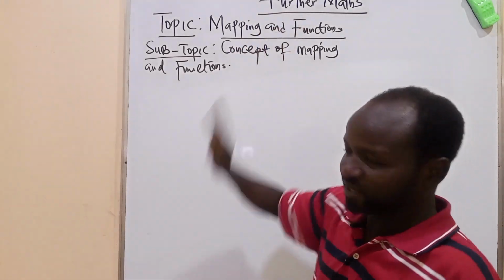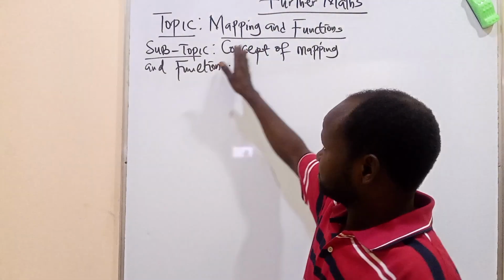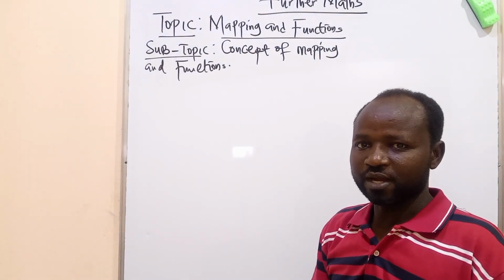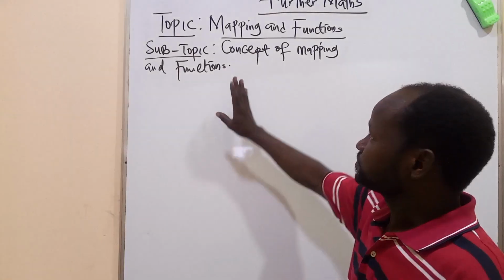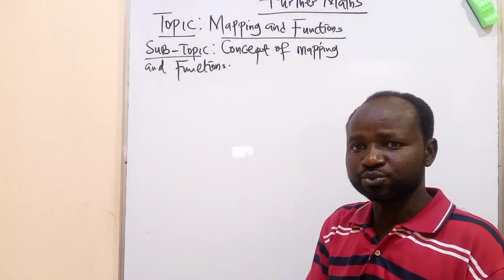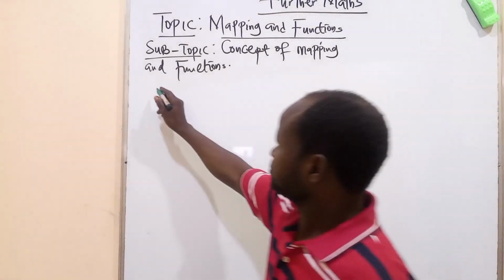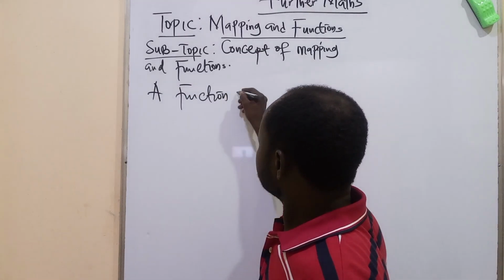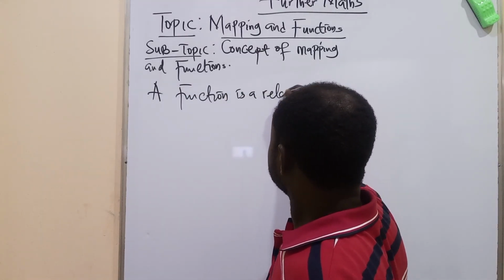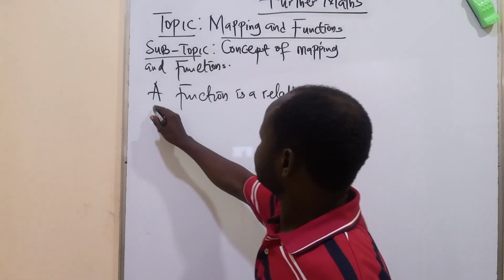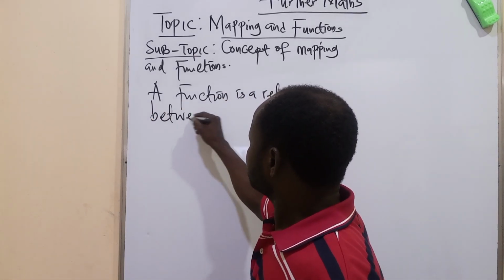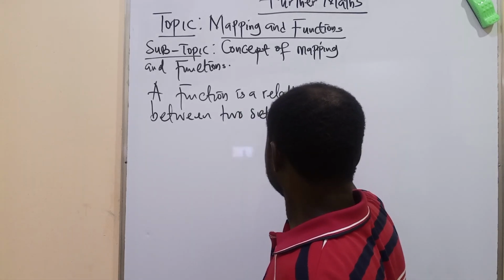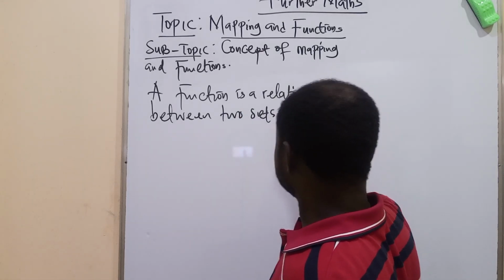This is further mathematics. Let's look at the concept of mapping and function. Before we do that, a function is a relation between two sets. Let's say set A and B.